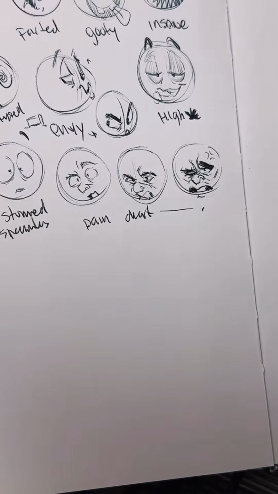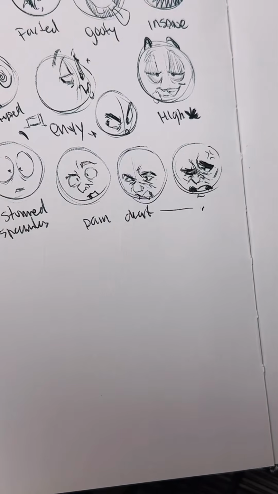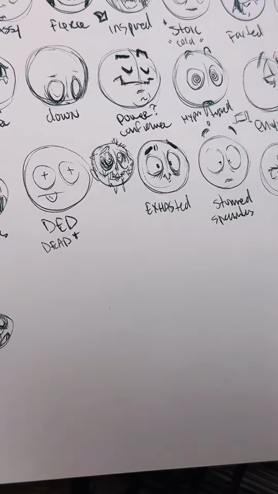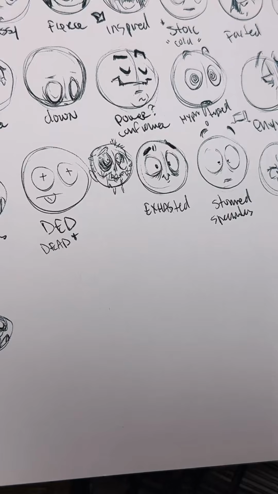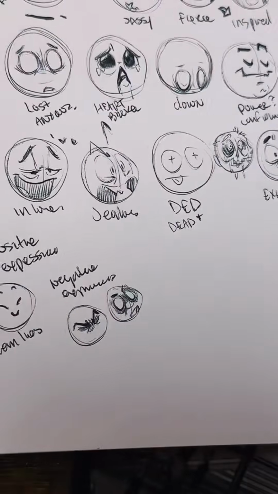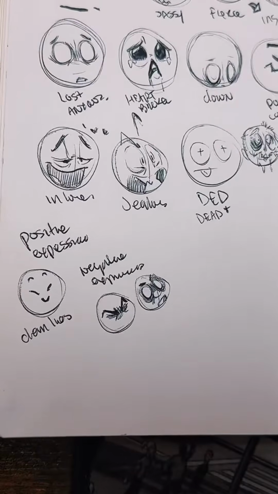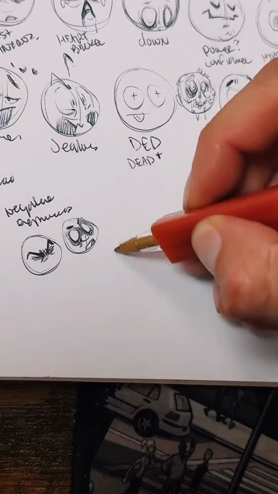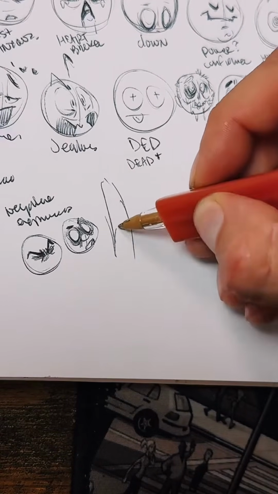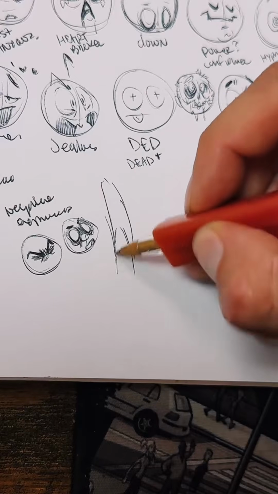Could you do manipulative? That is an action. I don't know how you can possibly draw manipulative as a facial expression, because you need to be showing an action, right? If you want to show manipulative, you need to show somebody getting manipulated. Manipulation is not a facial expression.